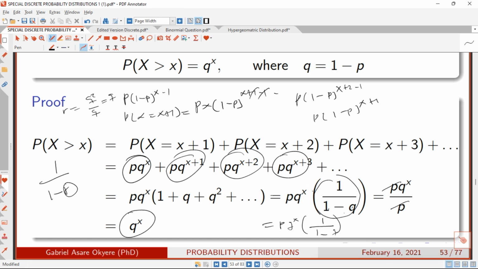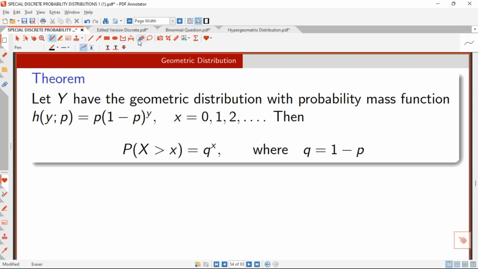So that's the reason why I'm saying that the probability that X is greater than s is equal to q raised to the power s. Okay, yes. And that is the same thing for the number of failures until we get our first success. We can prove that one too, and then get this one.